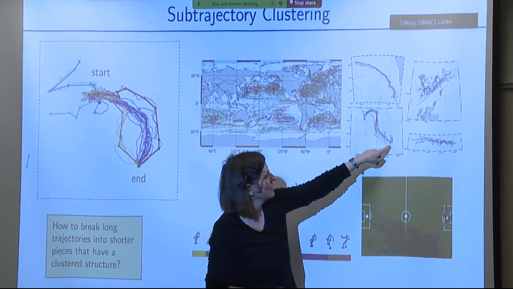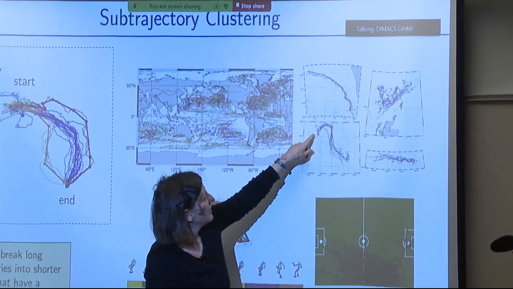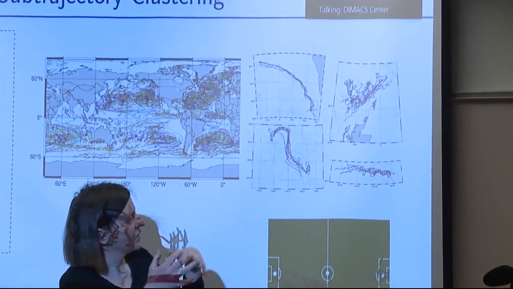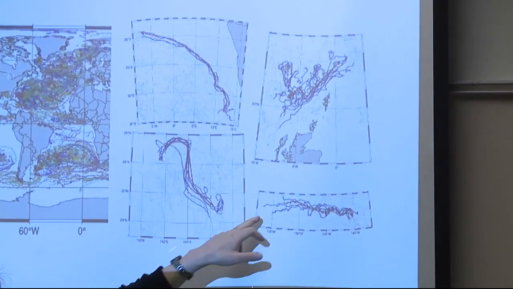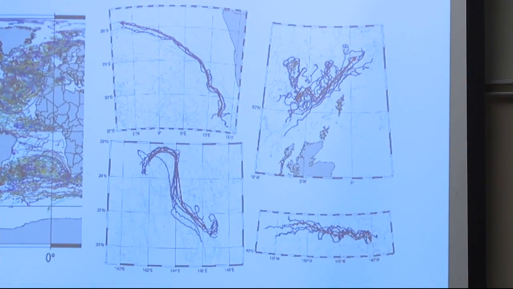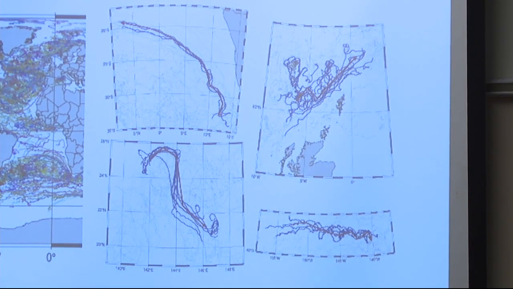So these are the type of clusters we would be looking for here, where a lot of these, during different times, maybe different months or so, follow the same shape. So this is the type of clusters we would be looking for in a sub-trajectory clustering problem, right?